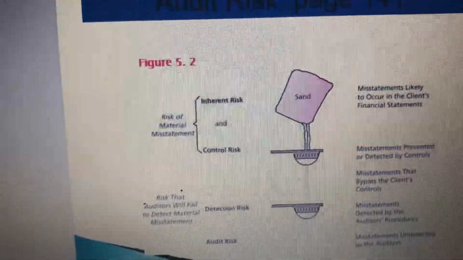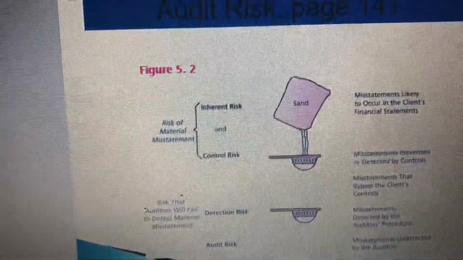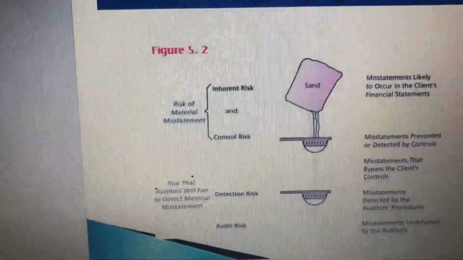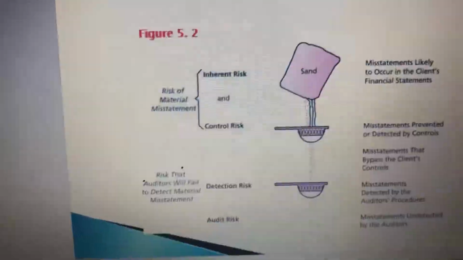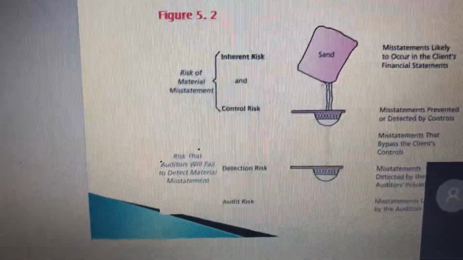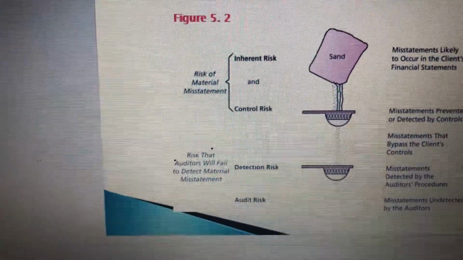Here we are. So we didn't catch, the risk goes through internal controls, then it hits us, and we're supposed to try to catch as much as we can. What we don't catch is the overall audit risk. Okay, that's what gets through the sifter. So that's what we're trying to find out. What is the overall audit risk?